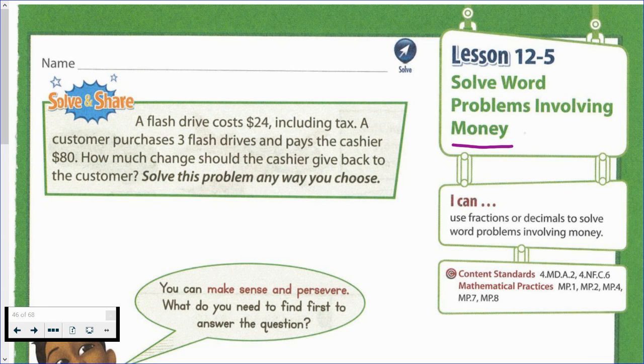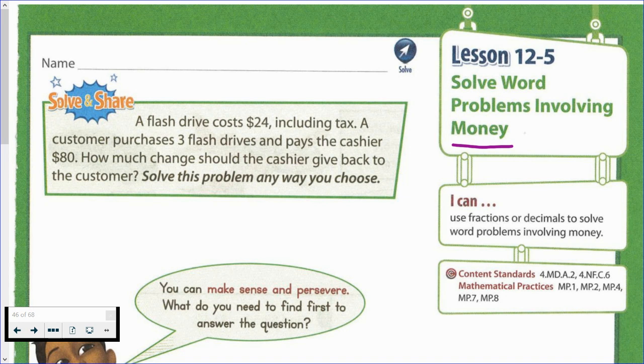A flash drive costs $24, including tax. A customer purchases 3 flash drives and pays the cashier $80. How much change should the cashier give back to the customer? Solve this problem any way you choose.